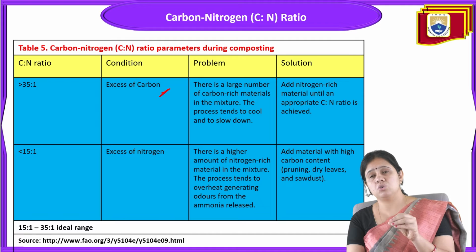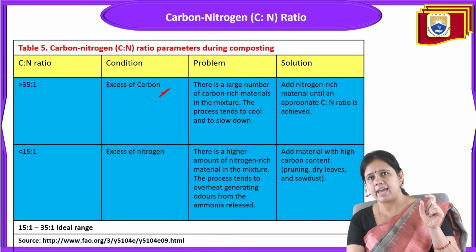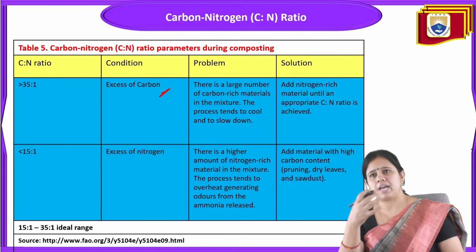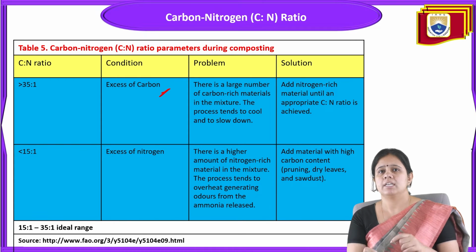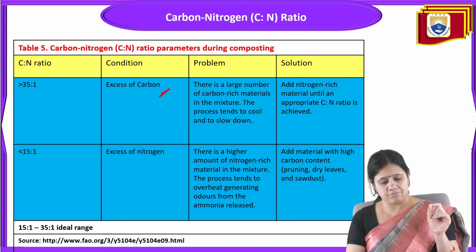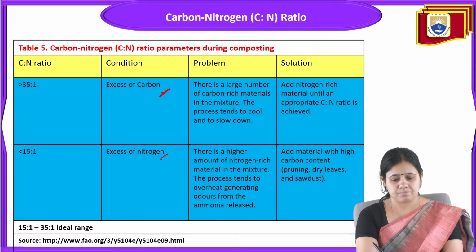You should add some nitrogen rich material until an appropriate C/N ratio is achieved. It means if an excess of carbon is there, then you should add nitrogen rich materials to achieve a perfect C/N ratio. Next, the condition is less than 15 to 1. It means if carbon is 15 and the ratio is 1, then an excess of nitrogen is there.